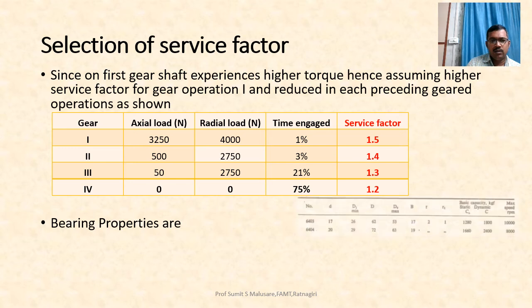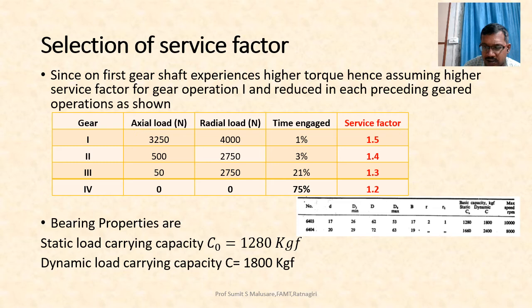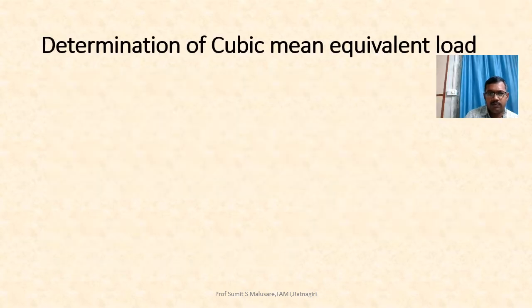Okay. So bearing properties. If you go for this 6403, the properties are given. For 6403, the value of static load carrying capacity is given as 1280 kgf and the value of dynamic load carrying capacity as 1800 kgf. Okay. Now we move forward to the determination of cubic mean load.